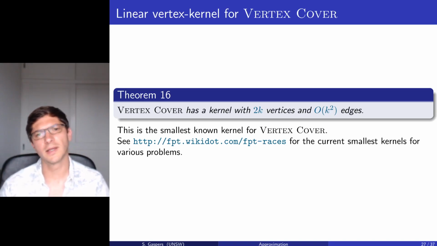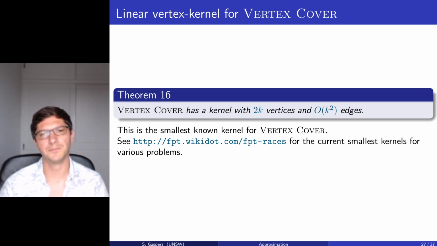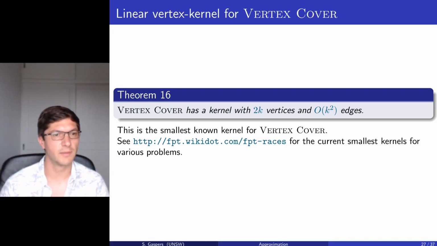Okay, so why does it help that we have decreased the number of vertices? Well, oftentimes when we design a branching algorithm or some other exact algorithm for this problem, it's often exponential in the number of vertices and not so much in the number of edges. So that's why it can help to also decrease the number of vertices.